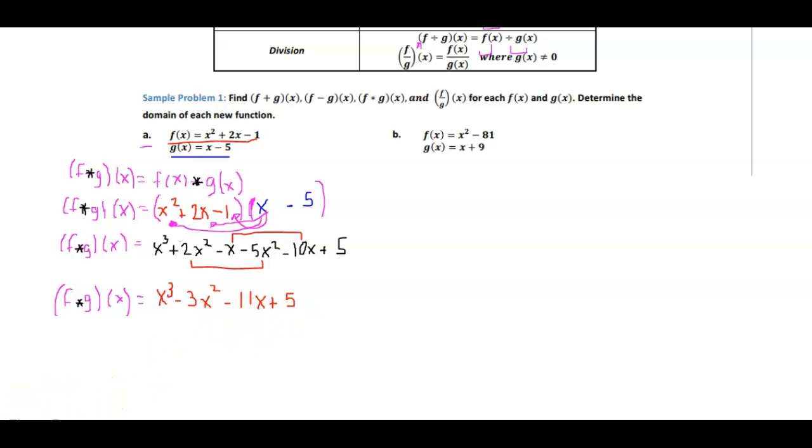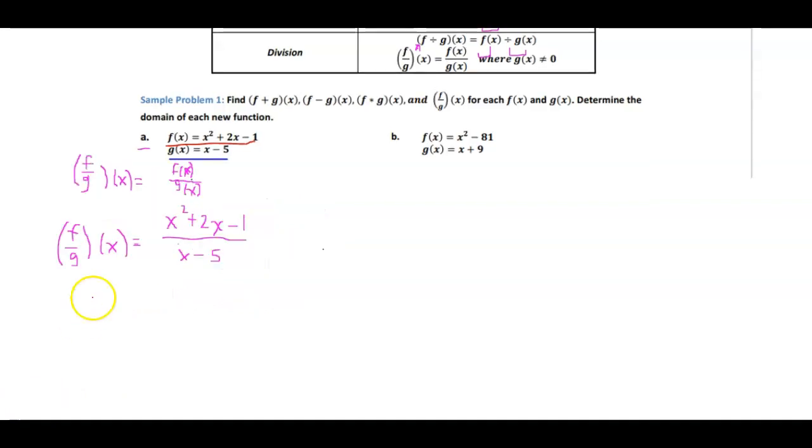Now we'll move on to division. The key with the division too is to make sure that your function in the denominator, g of x, is not equal to 0. So as you notice up here, g of x can't be 0. Well, they gave us f of x and g of x. And again, this is substitution. In the numerator, I put f of x. In the denominator, I put g of x. And if I look at this function, I can't really simplify this any further. It is what it is. So this would be f of x divided by g of x.